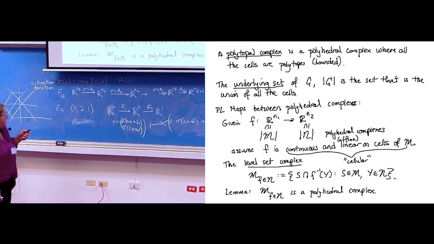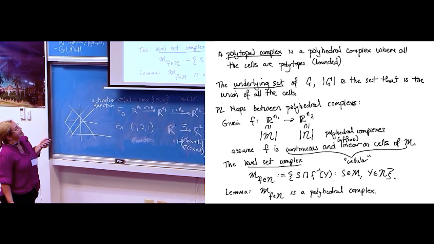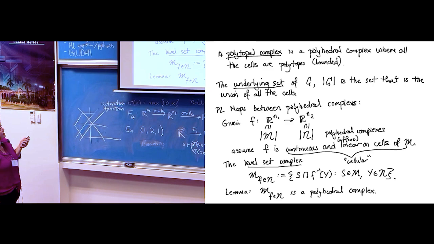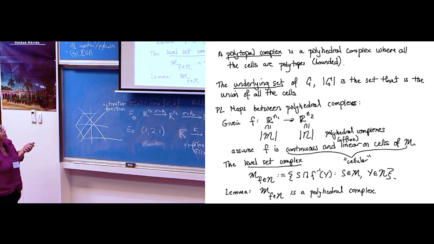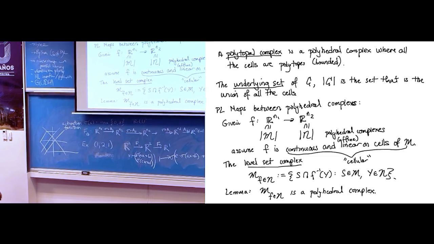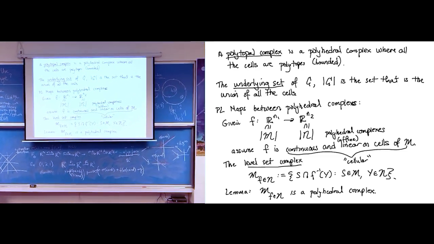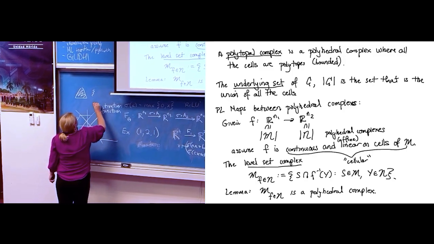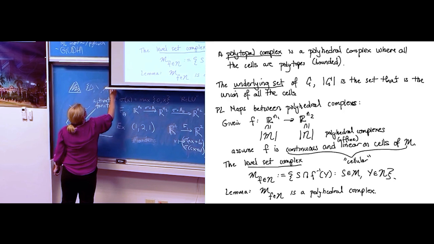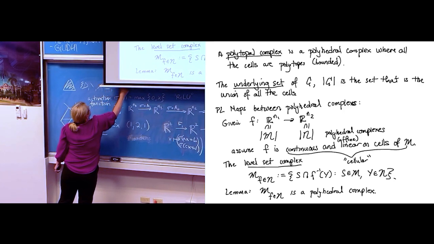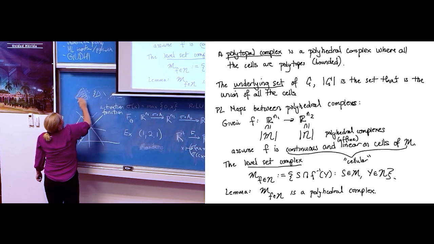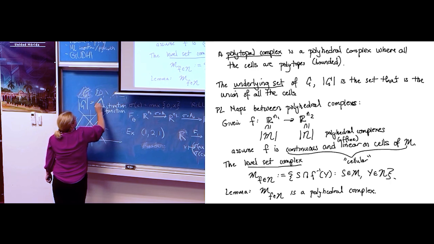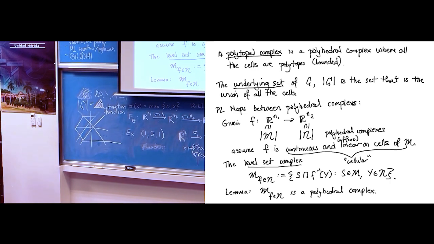A polytopal complex is a polyhedral complex where all the cells are polytopes, meaning bounded. And then the underlying set is just the union of all of the pieces. So for example, for that filled-in triangle, it's actually a list of cells. There's this, there's this, there's this. That would be the complex. But this would just be the actual union of all the points in all those pieces.